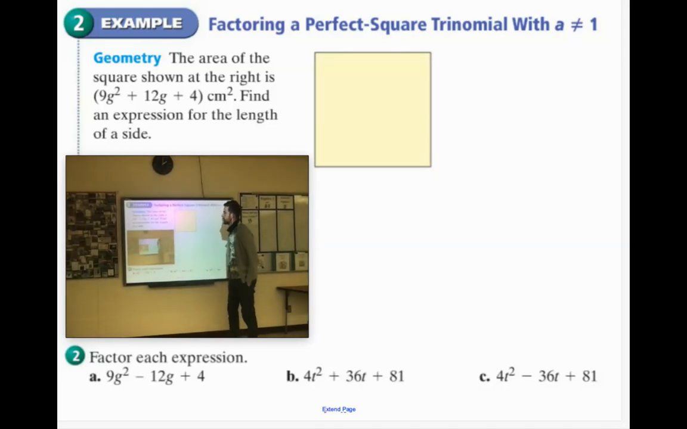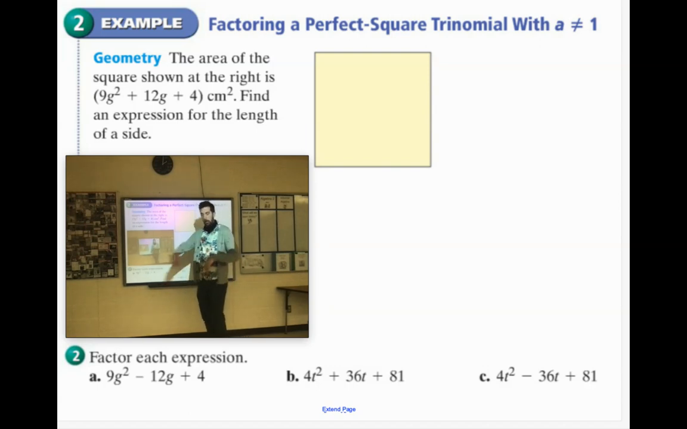The area of the square shown at the right is 9g squared plus 12g plus 4 centimeters squared. Find an expression for the length of the side. Basically, they're getting fancy with us. Oh, yes, let me put on my monocle. I think they're just asking me to factor 9g squared plus 12g plus 4.